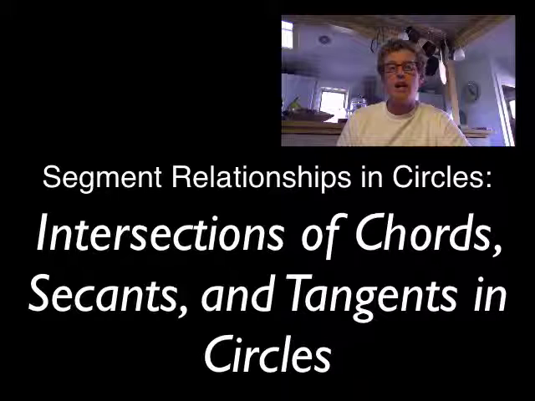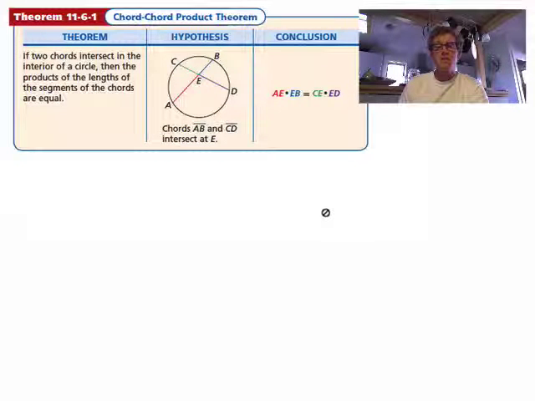In this video, we'll talk about segment relationships in circles, specifically the intersections of chords, secants, and tangents all within a circle. So we're going to go over 3 different theorems and 3 quick examples. In this first example, this is talking about the chord-chord product theorem.